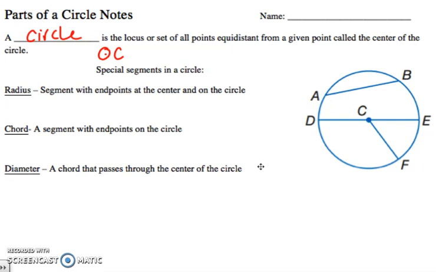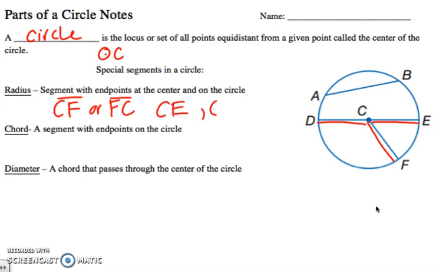First off, you have a radius, which hopefully you remember from previous years. Radius is a segment with the endpoints at the center and on the end of the circle. So an example of a radius in our picture would be CF, or you can even say FC. That's the radius not going through the middle, the diameter. You could have also said CE or EC, and then same thing, CD or DC. Those are all the radiuses of the circle. So they start at the center and they go to the endpoint on the outside.